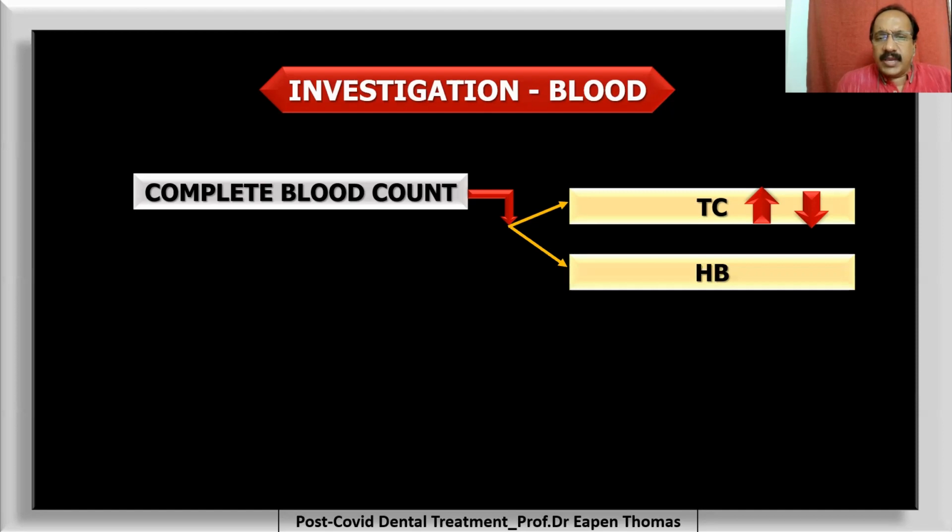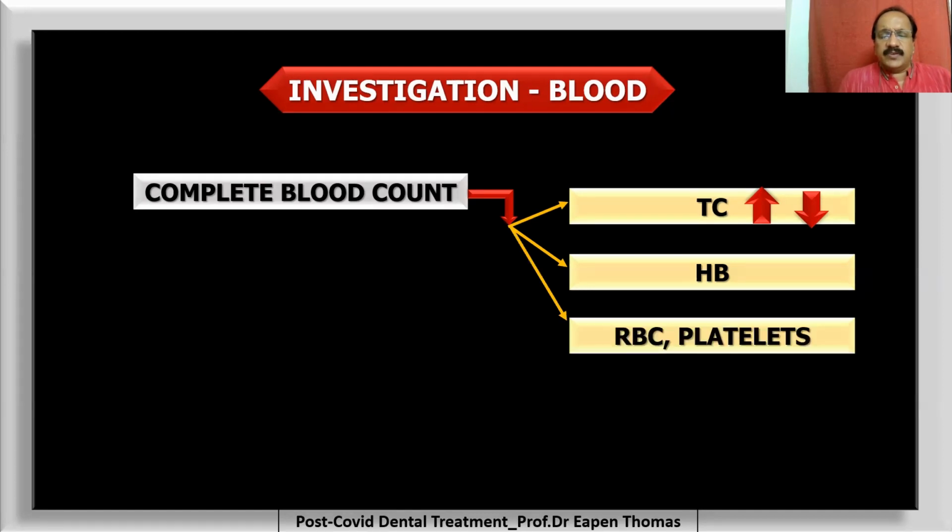Then as far as hemoglobin, again, it gives a definite picture of the oxygen carrying capacity of the patient. As you know, anemic patients, especially immunocompromised, post-COVID, are definitely vulnerable candidates and not good candidates for any definitive treatment. So that again gives a picture about the hemoglobin count, whether the patient is anemic or not, which has to be checked for.